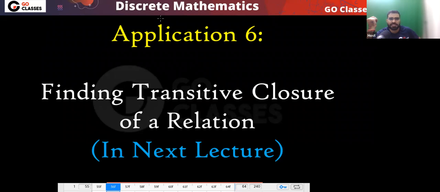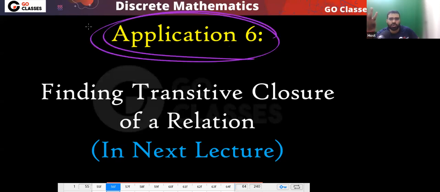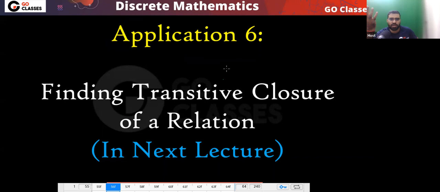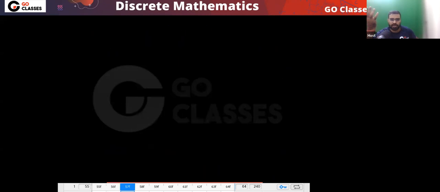Before we start, these are only 6 applications. Actually, in some of them I've told you two. Like in application number 5, I told you 2 applications, one for directed and one for undirected graph. So if you find the total, it will be 8 or 9 applications, but in one application I've told you multiple applications.